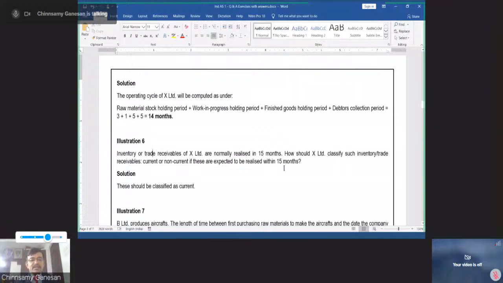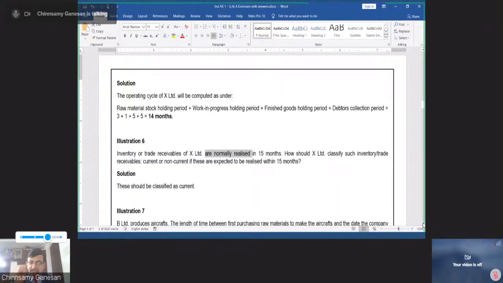And this inventory and trade receivables are expected to be realized within 15 months. The debtor is expected to pay within 15 months, and inventory is going to be sold and realized within 15 months. In that particular situation, both inventory and trade receivable will be considered as a current asset. Okay. Normally realized means it's the normal operating cycle. Sometimes words will be used to confuse you. Normally realization is nothing but your normal operating cycle.